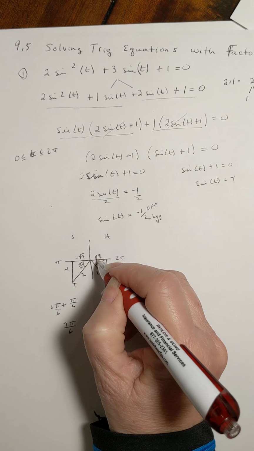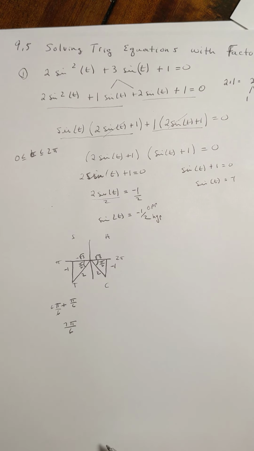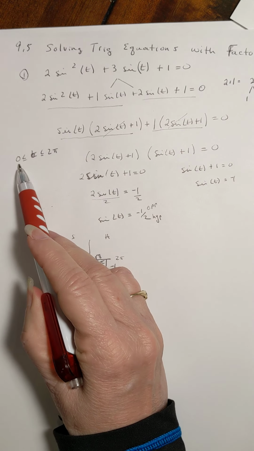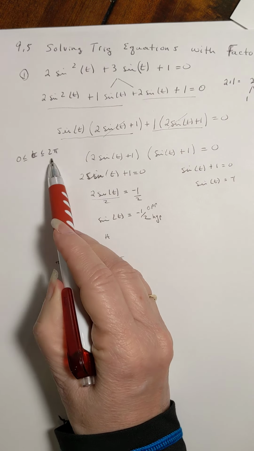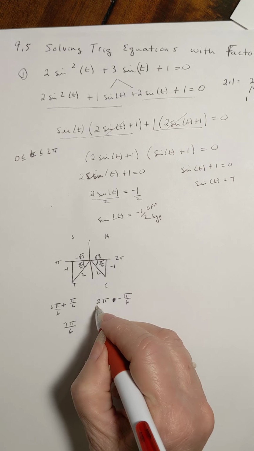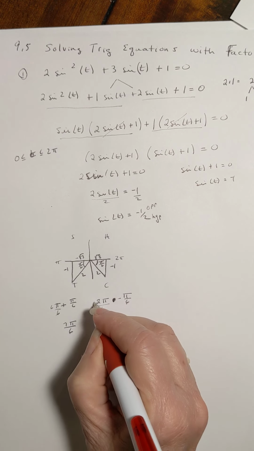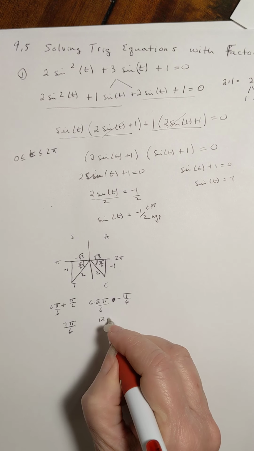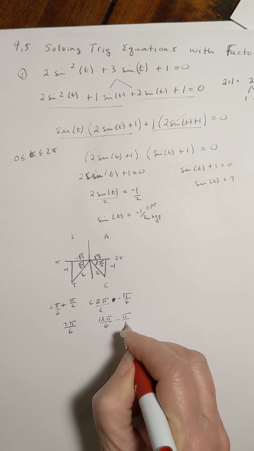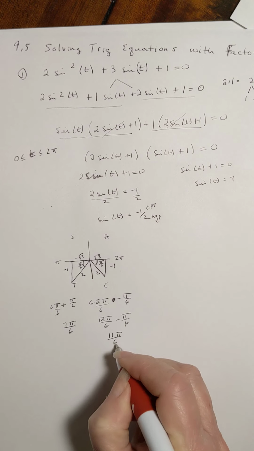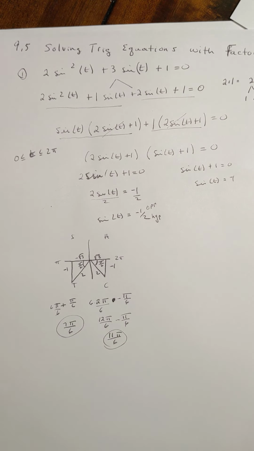Now this one, I could call it negative pi over 6, which is what I usually do. But that's not the answer they want. They want the answers to be between 0 and 2 pi. So this one I'm going to have to go 2 pi and then back pi over 6, minus pi over 6. This one needs a denominator of 6, so multiply numerator and denominator by 6. I get 12 pi over 6 minus pi over 6 gives me 11 pi over 6. So there are my two answers from this factor.